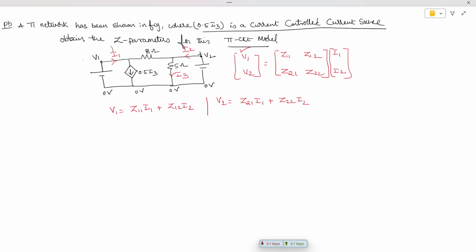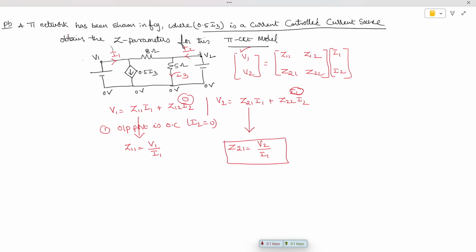In order to solve this problem, initially I am considering case 1, output port is open circuited, that is I2 equal to 0. Here I2 is 0, and again here I2 is 0. So whenever I2 is 0, the parameters we are going to get are Z11 is equal to V1 by I1, and the next parameter, Z21 is equal to V2 by I1. So these are the two we need to find out.